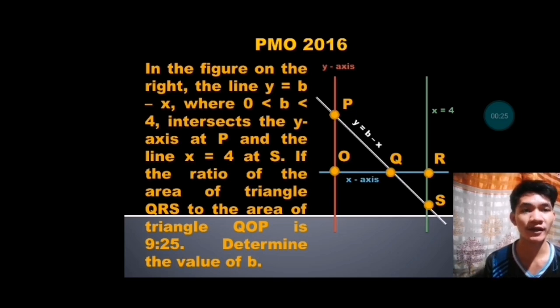I am Robert S. Entrina of BSED Math 3, who am tasked to discuss this PMO problem that was conducted during the 2016 Philippine Math Olympiad. The problem states that in the figure on the right, the line y is equal to b minus x, where b is greater than 0 but less than 4, intersects the y-axis at P, and the line x is equal to 4 at S. If the ratio of the area of triangle QRS to the area of triangle QOP is 9:25, determine the value of b.